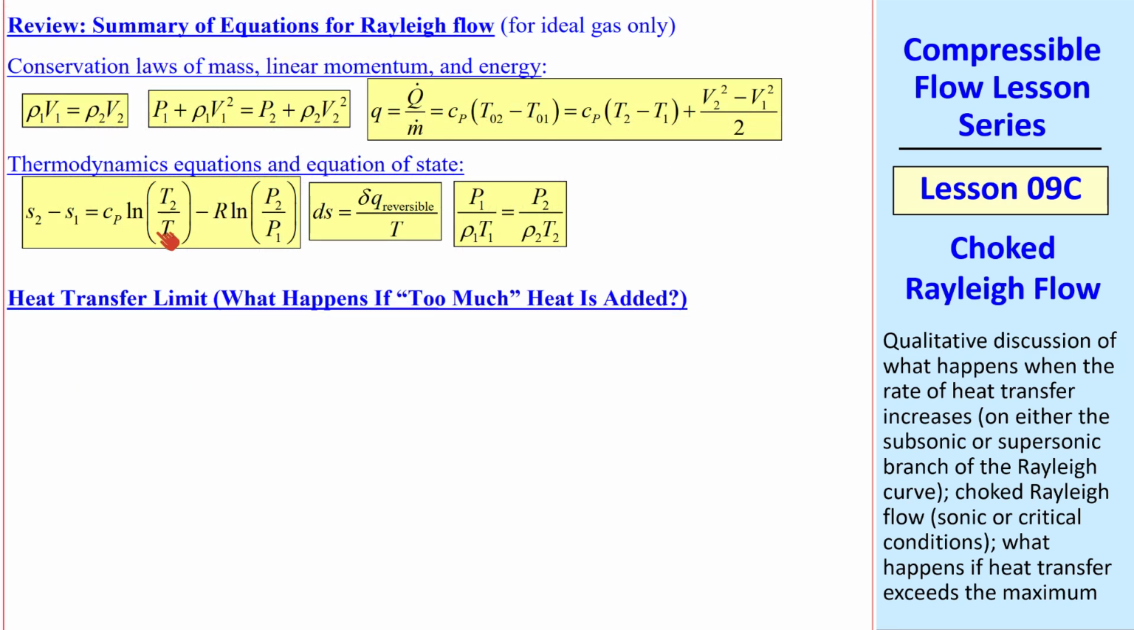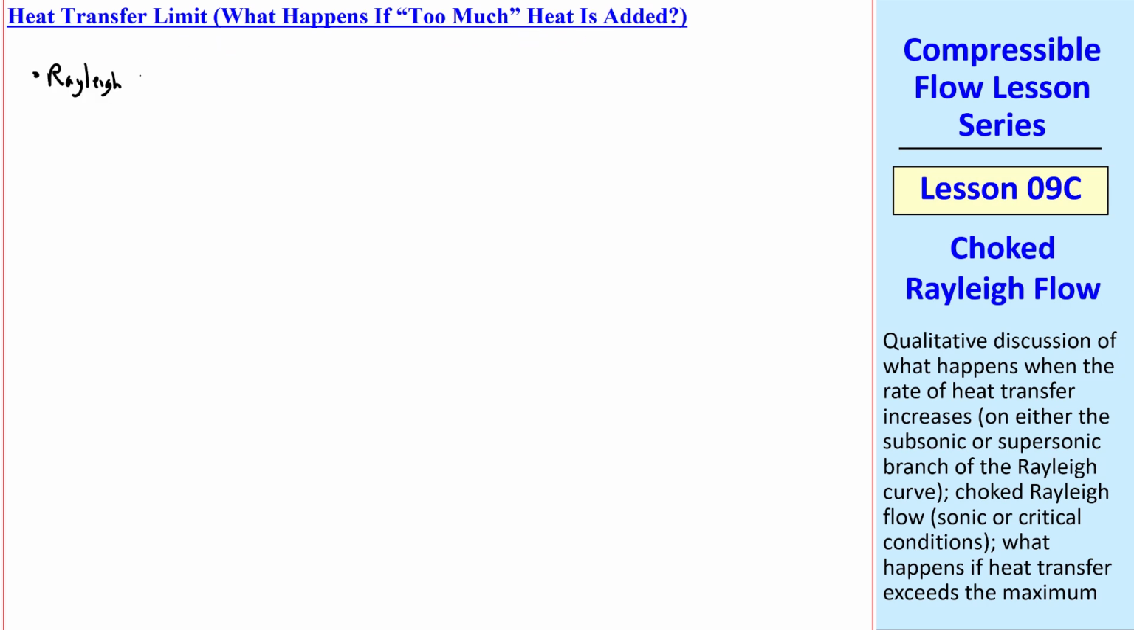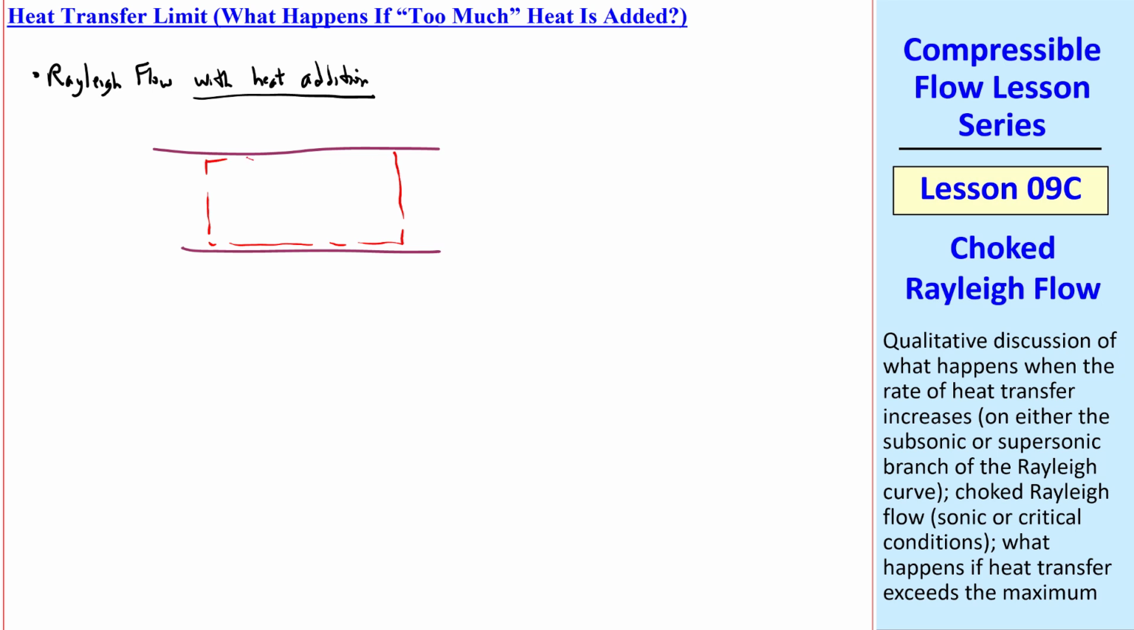Here's a summary of the equations that we've had so far: mass, momentum, energy, and then some thermodynamics equations and the ideal gas law. I want to concentrate now on what happens when we add too much heat. So let's consider Rayleigh flow with heat addition. We have our duct and our control volume inside going from 1 to 2, and heat is added. Again, either at one place or through a flame or distributed along the wall.